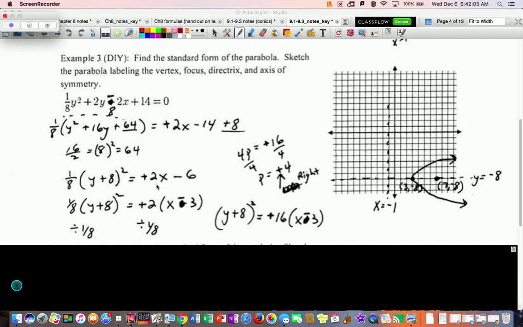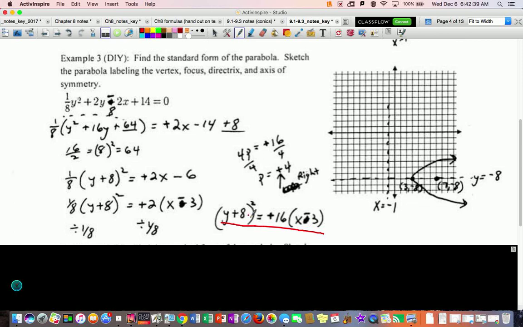I have a 2x. I have a negative 6. Now it's okay to have a number in front of this stuff, not in front of this one. So when you factor the 2 out of the 2x and negative 6, you have 2x minus 3. Now when you divide by 8, or the 1/8, you're multiplying by 8 again. So that's how I ended up with the 16 there. So this is your standard form right here.